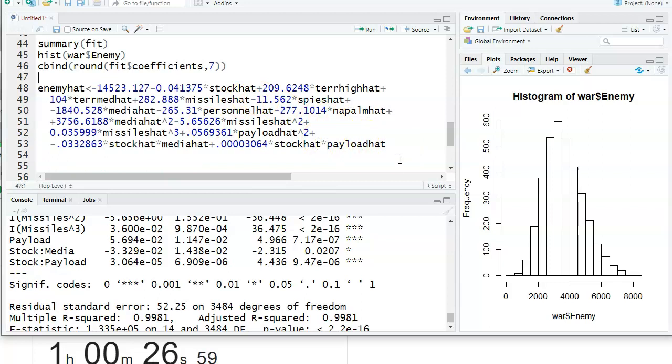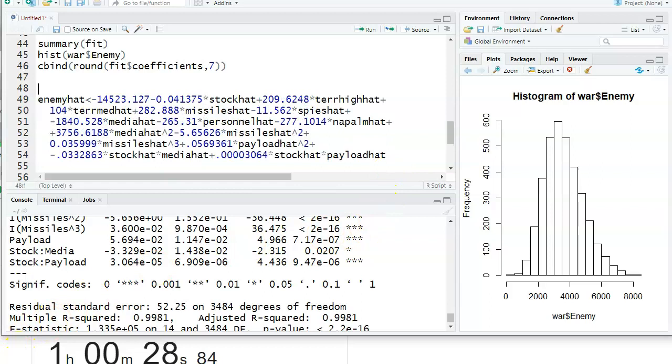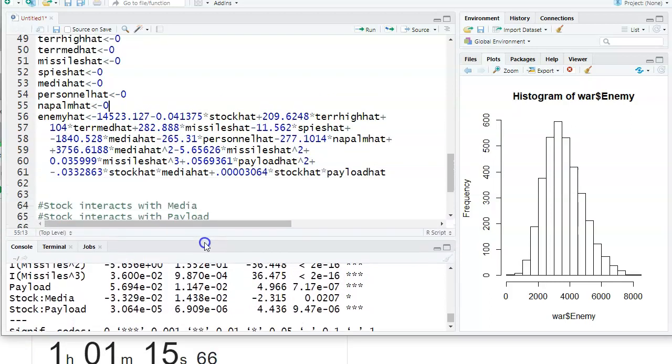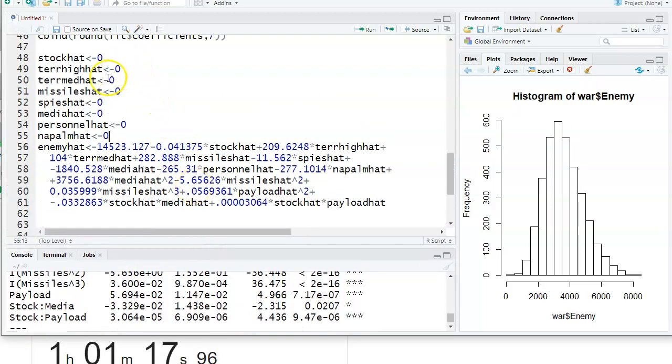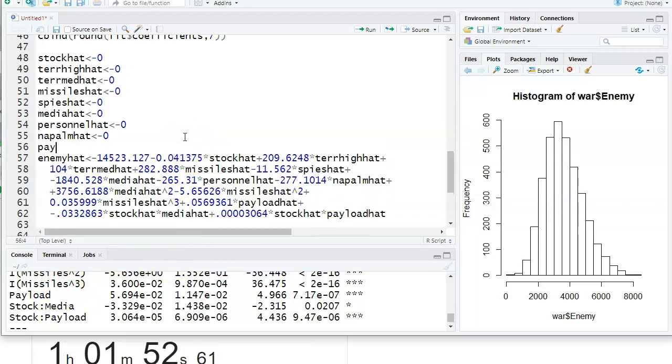Okay, that's my enemy hat. It uses, what, 6 or 7 other hats? Okay, I think that's all the hats I need. Stock, terrorism, missile. Notice my equation has media hat squared. I don't need to put that in as a special hat. Media hat is there, and it will square it for me. It looks like I missed payload. Yeah, payload's not there. Oh, and look, I squared it, but down in the equation it is not squared. So let's fix that.